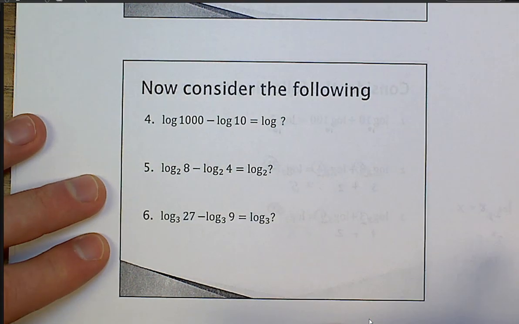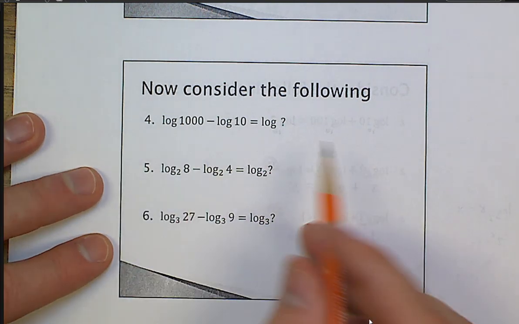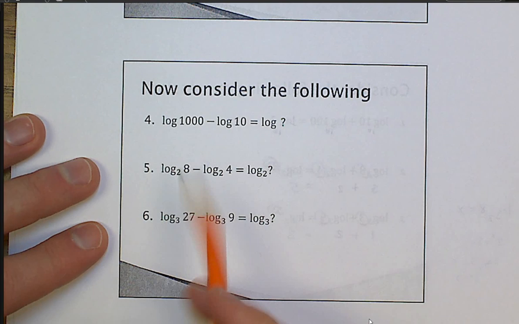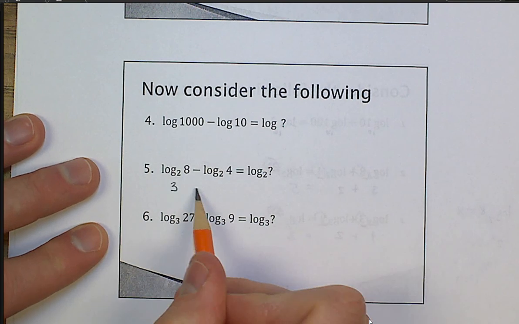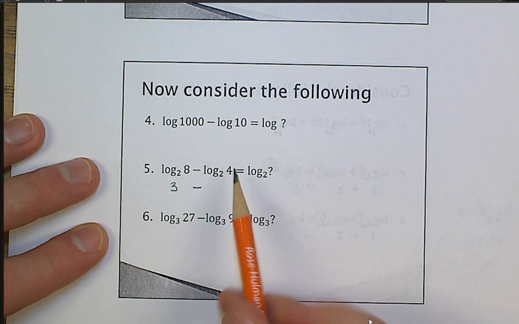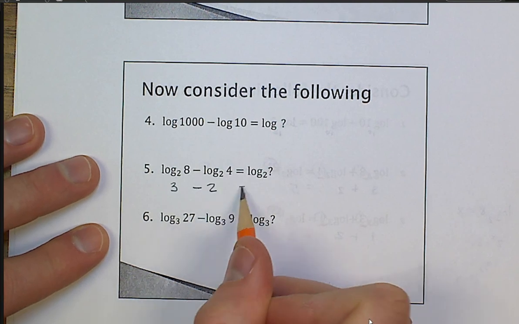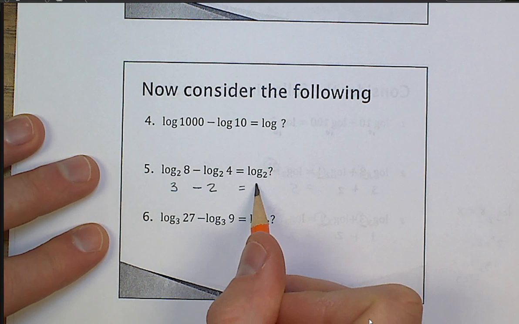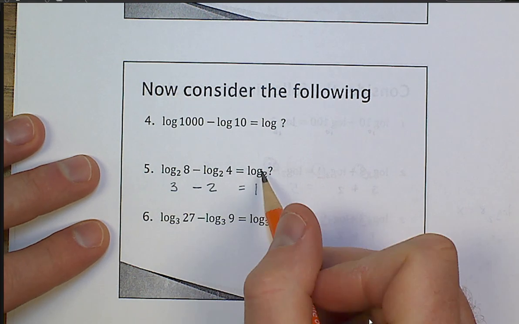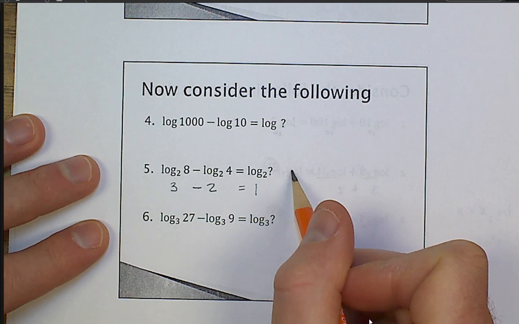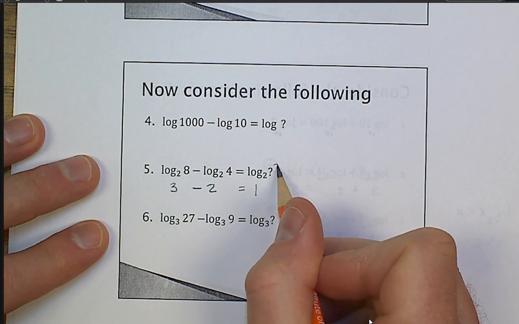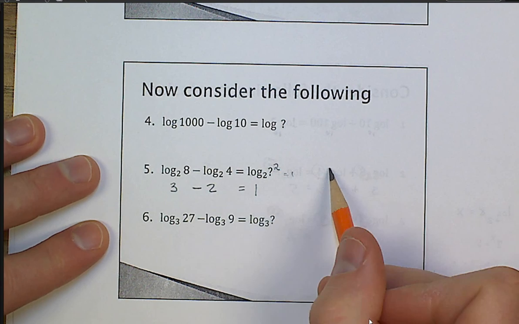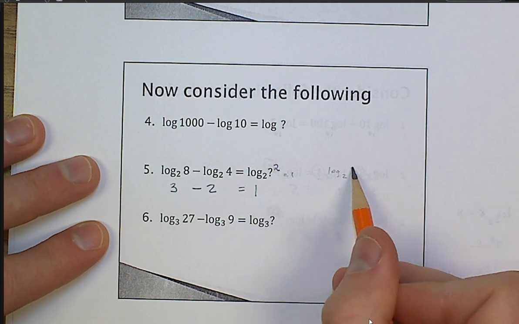So let's start at number 5. Again, I'm going to skip number 4. It's not the greatest example to start with. So again, let's evaluate this. 2 to what power equals 8? 2 to the third is 8. Minus, 2 to what power gives you 4? 2. So we know this has to equal a 1, right? And so log base 2 of what gives you 1? Well, that's going to be a 2. This should be a 2 right there, because log base 2 of 2 should equal 1.